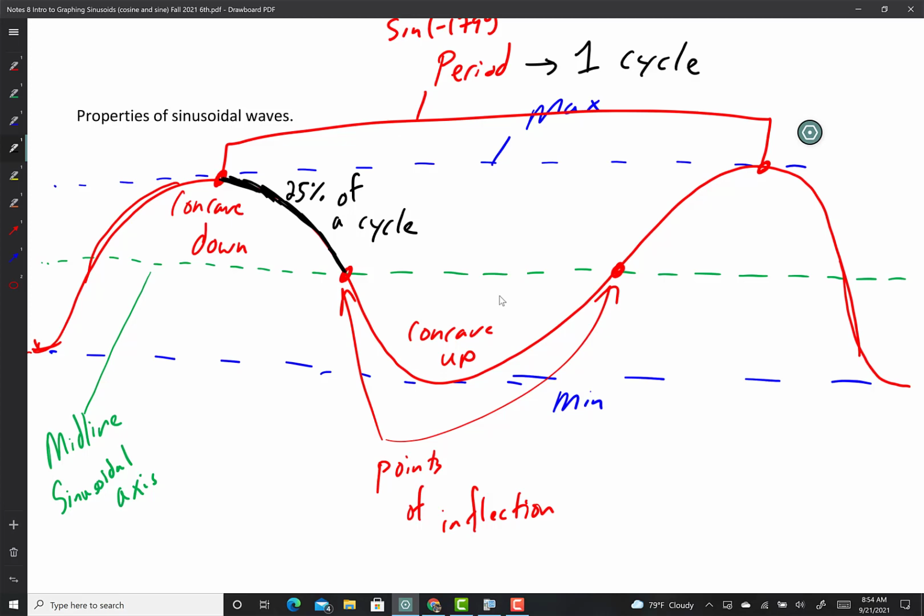What else do I need? Oh, frequency. Frequency is something you'll hear a lot in science. It's how fast a wave goes. And so frequency is just the reciprocal of period. What else am I missing? We got max, we got min, points of inflection, concave up, concave down, period, frequency, midline, 25% of a cycle. Anything else that I'm forgetting, guys?